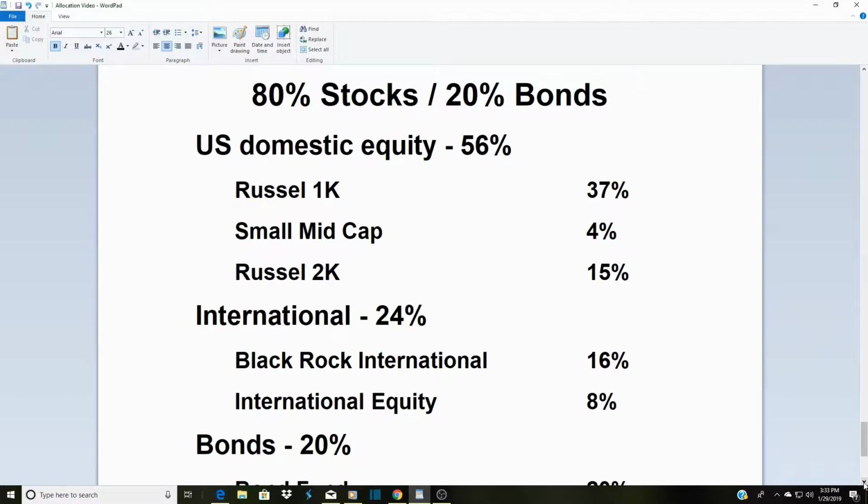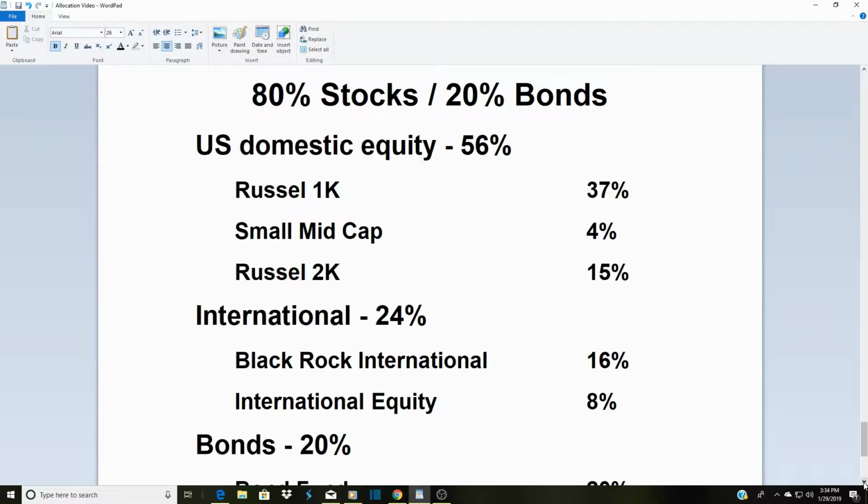And what I do is I take a baseline number and then I tweak them, because I do tilt for small. So I actually set my Russell 2000 at 15% because I wanted a higher percentage of small caps to increase my overall return in the 401k. I did the basic market approximation for the 4% on my small mid cap. So I just took 15 plus 4 is 19. So you have 56 minus 19, which is where I got my 37%.